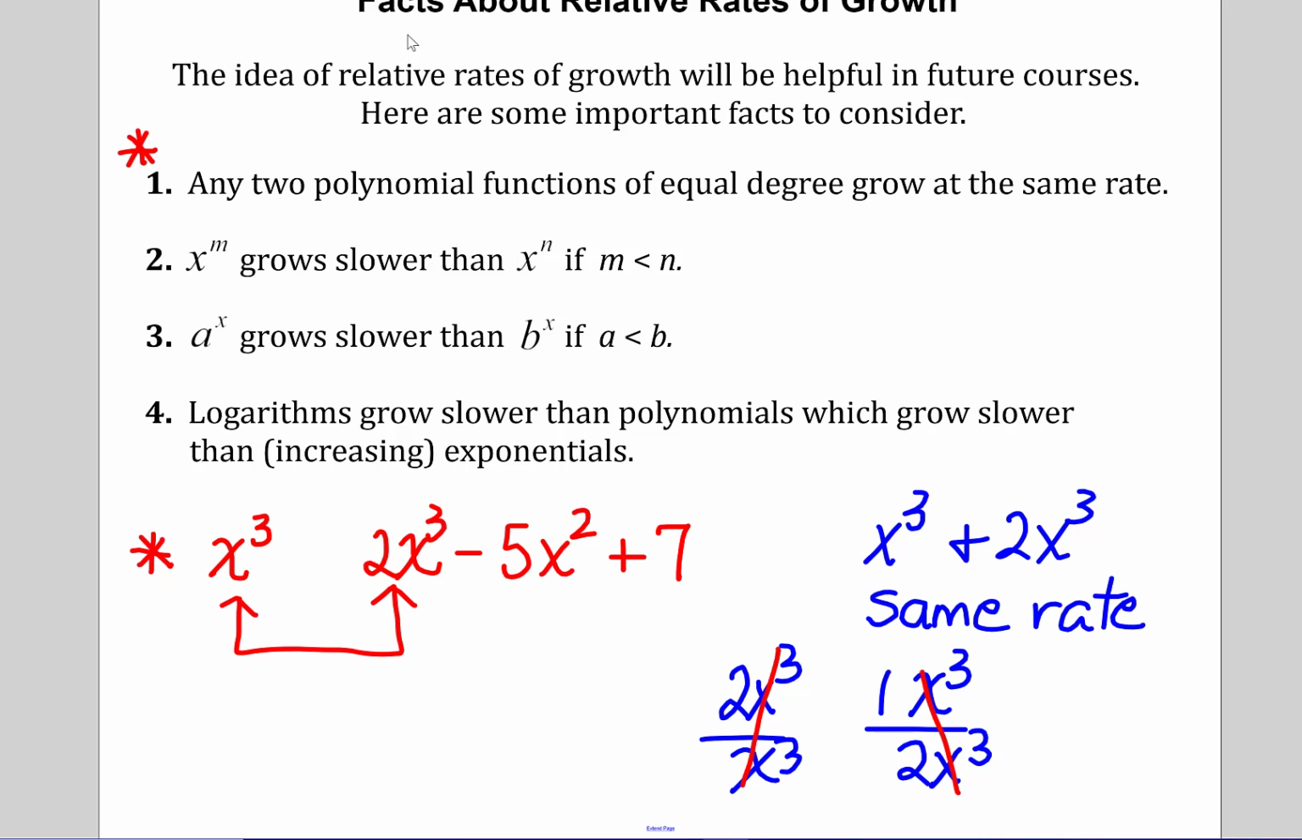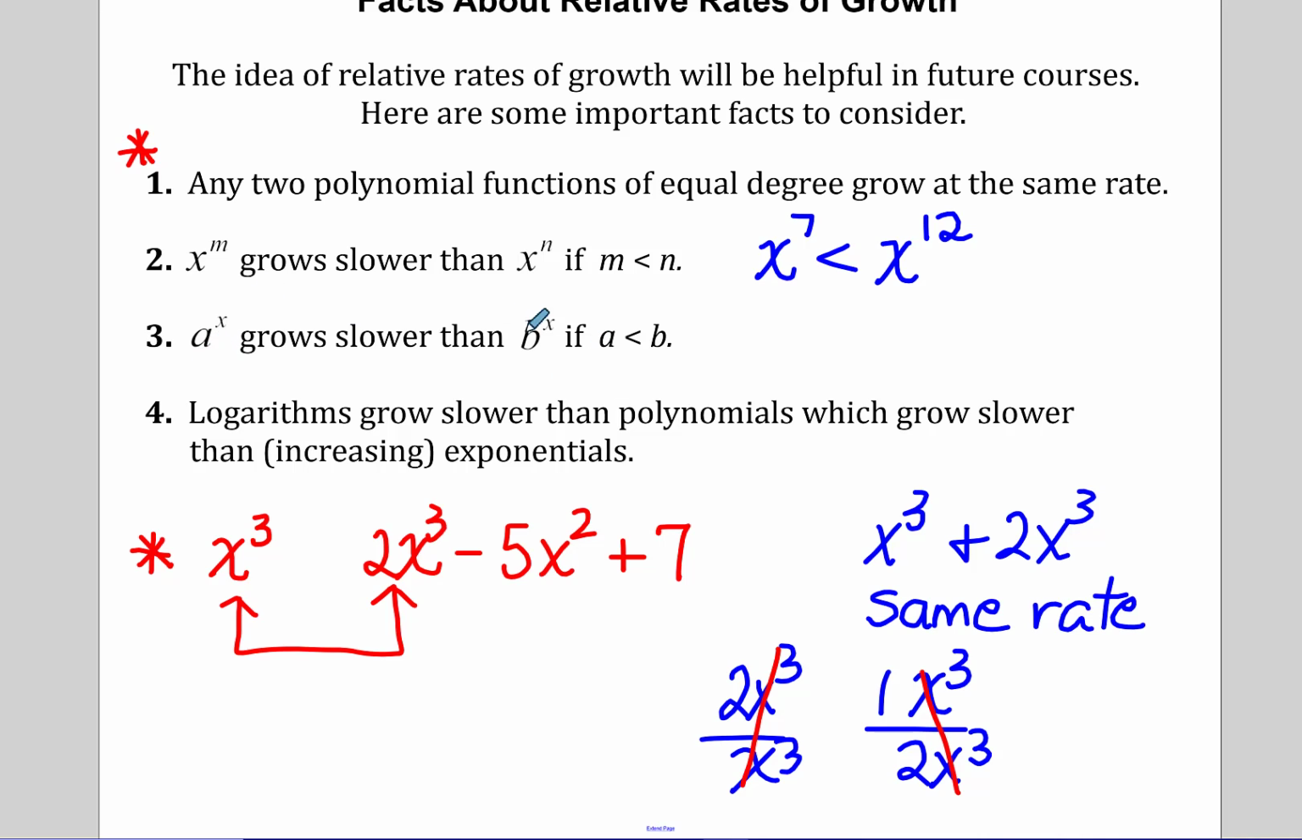And it's coming. And the second important feature is if you have x to a power, it's going to grow slower than x to a different power if the power on this one is less than the power on the second one. So we could say something like x to the 7th and x to the 12th. 7 is less than 12. So this one, x to the 7th, is growing slower than x to the 12th. And it works in reverse too. That's a biconditional.